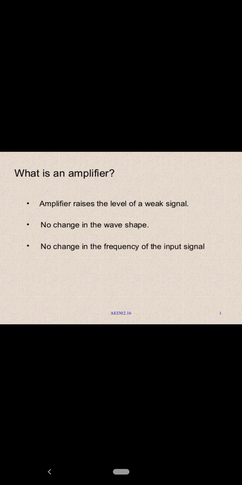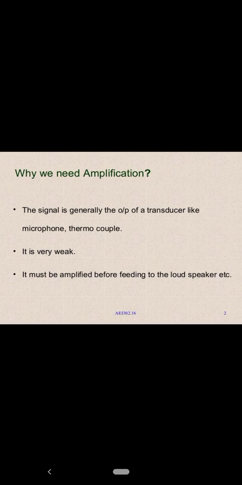In this session I will discuss the basics of an amplifier, which I can also call a transistor amplifier. So let's see first what is an amplifier. An amplifier raises the level of a weak signal. If we have a weak signal whose amplitude is quite low and we want to make it strong, or increase the amplitude, then we can use an amplifier. It does not make any changes in the shape of the wave. It only amplifies the signal. The shape of the wave remains the same, and there is no change in the frequency of the input signal.